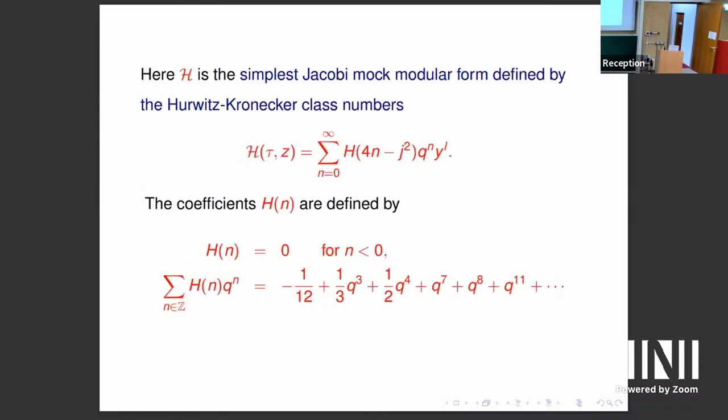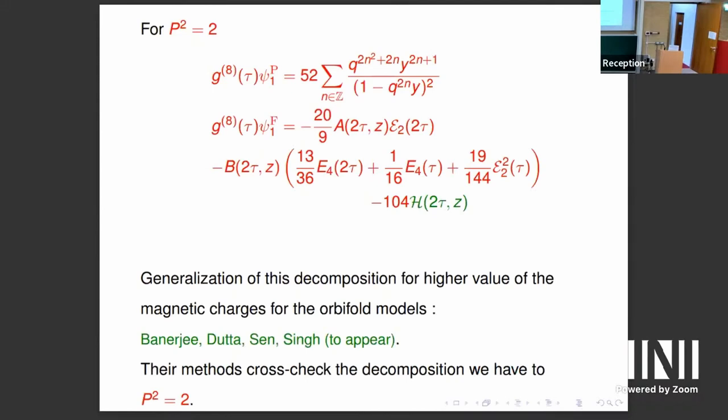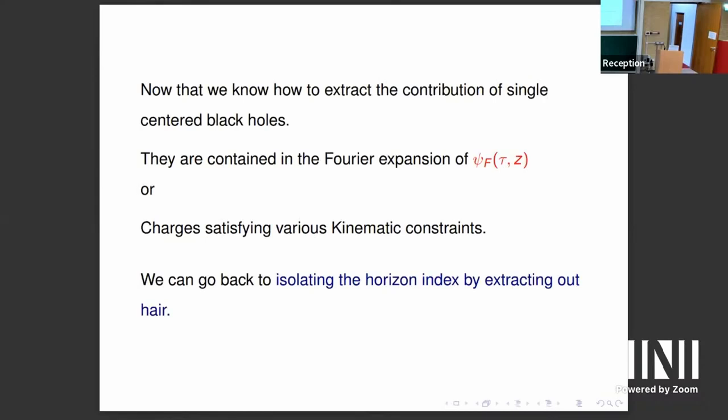So we have done this decomposition. This is a mathematical exercise, actually, to do these decompositions for the orbifold cases. And there is some general argument. But what we have noticed is that there are these mock modular forms, which play a role soon. I'll tell you soon. So now that we know how to extract a single-centered black hole, which is basically in psi f, the Fourier expansions of these, or we can do it by kinematic constraints.